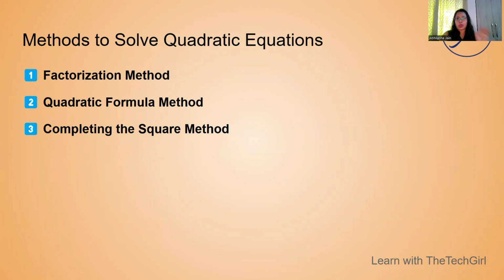Now, once we get that quadratic equation, there are three methods to solve them. What are these three methods? First is the factorization method. Second is the quadratic formula method. And third is the completing the square method. Let's look at these one by one in detail to understand which one is good for which situation, and what kind of formula we want to use.